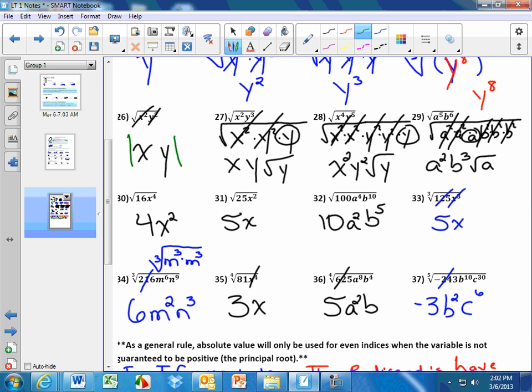27. Even index? Check. The x to the second, is that even? Did it come out odd? Then x needs absolute values. The y, is it an even exponent? No. The y cubed is odd, which means it fails the second checkpoint. So it doesn't need absolute values. All right, but I don't want that just to be all we talk about.